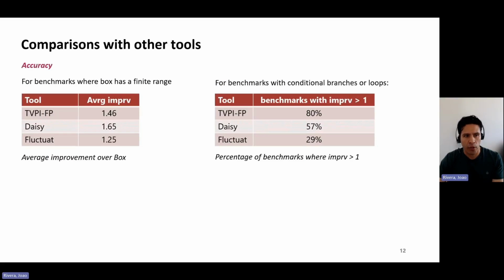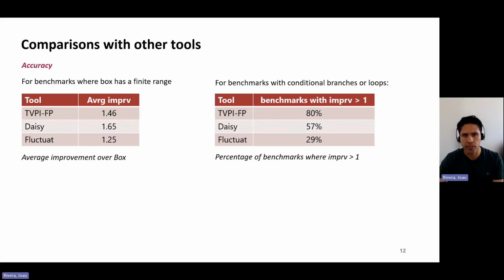And in terms of accuracy, at least, we see that TVPI-FP achieves an average improvement factor of 1.46. DAISY, it uses SMT solvers, is slower, but it's more accurate with 1.65 improvement on average, whereas Fluctuat only 1.25. So all of them improve over box, of course, they are more powerful.